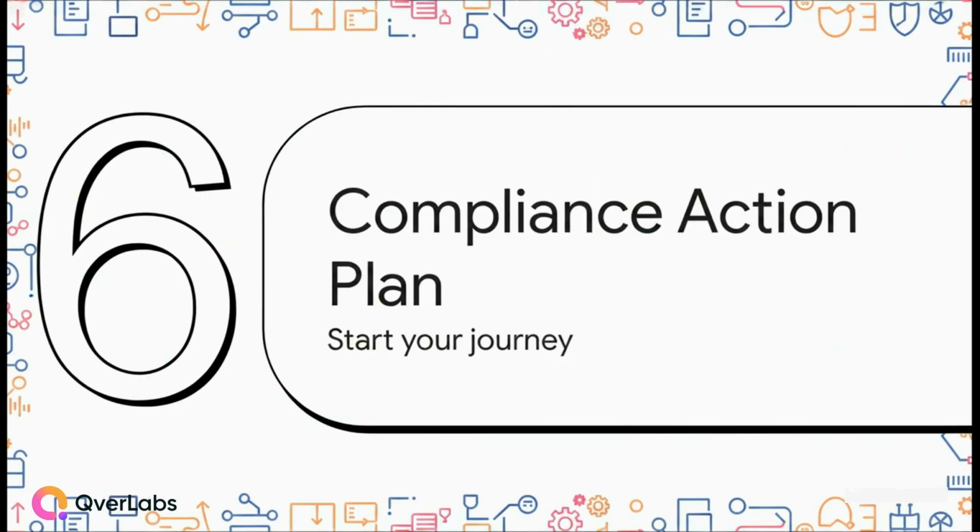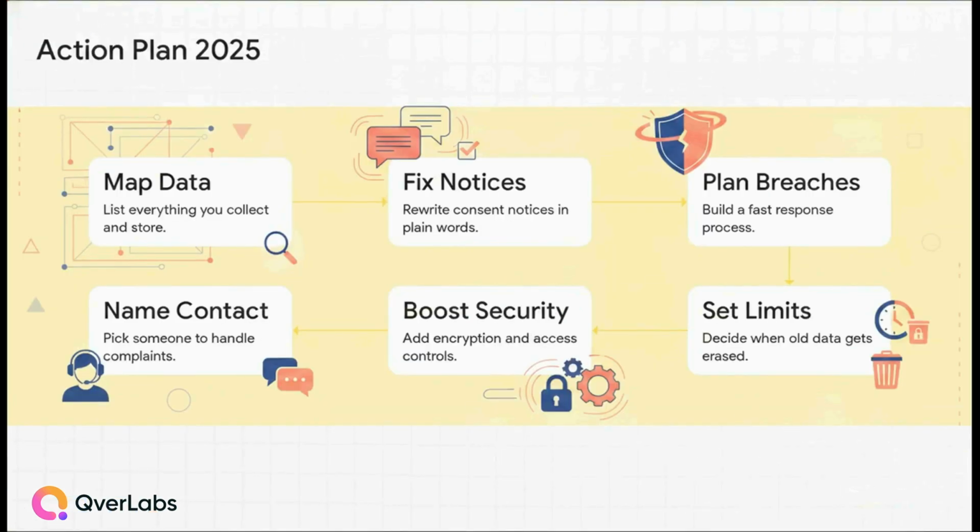Let's pivot to the solution in Section 6, your compliance action plan, because taking small steps today prevents massive problems tomorrow. Here is your 6-step checklist to get moving right now. Step 1. Map your data. Know exactly what you're collecting and where it lives, and avoid the common mistake of collecting way more than you actually need. Step 2. Fix your notices. Get rid of the confusing legal jargon and make your consent checkboxes actually transparent.